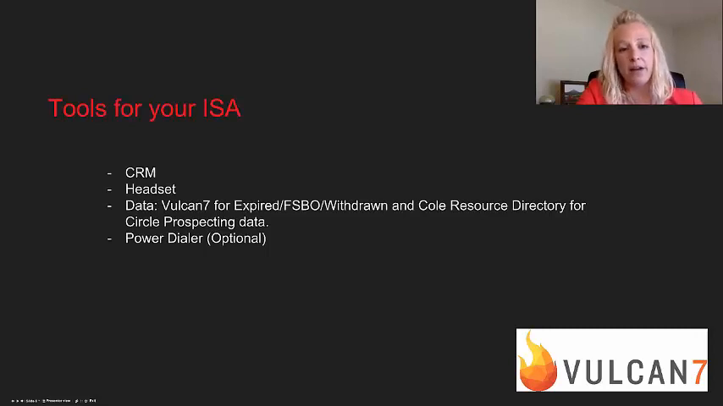And then a power dialer, which is optional. Obviously, Vulcan has a dialer option where you can dial one line at a time, which is fantastic. If you're going to do circle prospecting, most agents will use a power dialer like Mojo so they can do triple line dialing, which is just more effective when you're doing that labor-intensive work. So those would be my recommendations for tools for your ISAs.